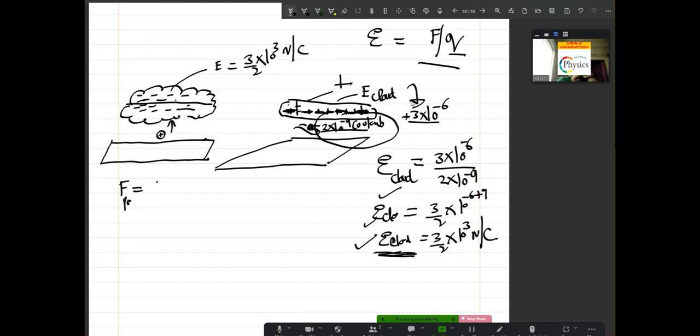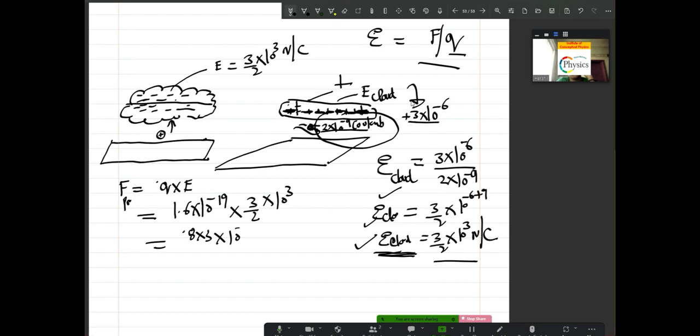So the force which is experienced by the proton will be given by this formula again, q multiplied by E. What is the charge on a proton? 1.6 into 10 raised to power minus 19 multiplied by the electric field which you have calculated, 3 by 2 into 10 raised to power 3, is equal to 0.8 into 3 into 10 raised to power minus 16.